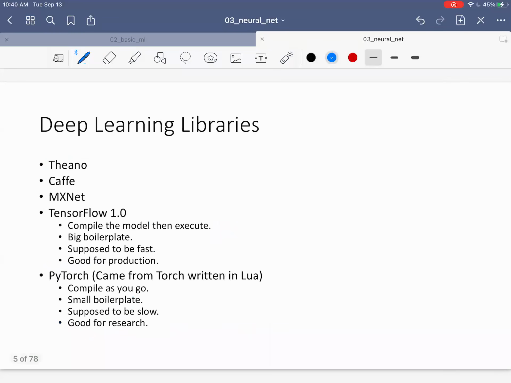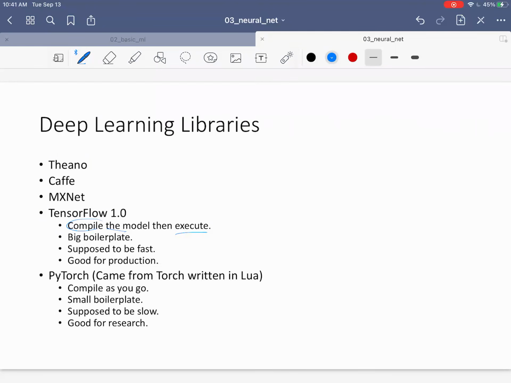Right. So there's TensorFlow 1.0, and then there's PyTorch. TensorFlow 1.0 is compile then execute. So you can't change the architecture of the model as you train your model, or as you optimize your model parameters.